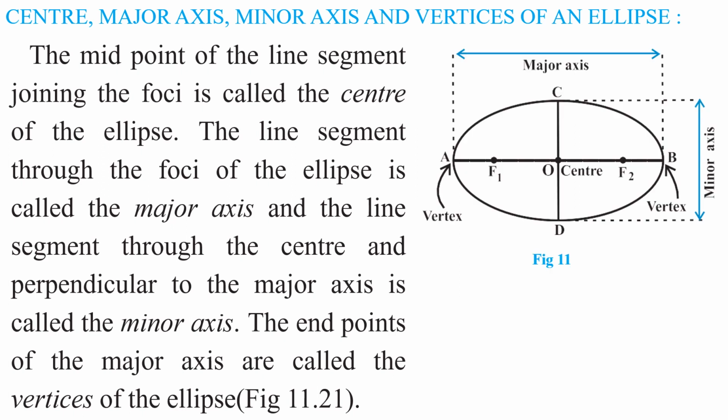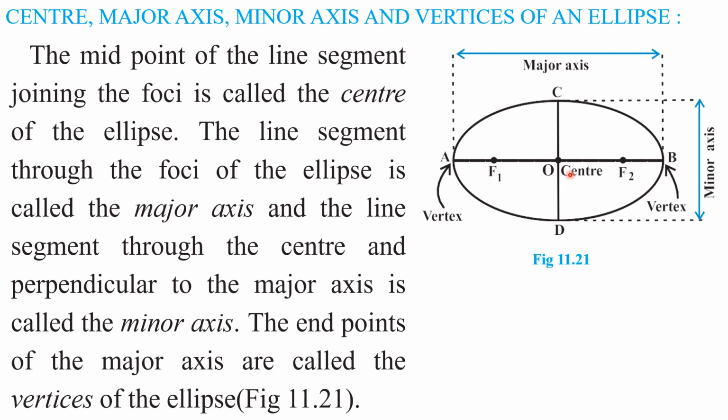Observe this figure 11.21, my children. This is an ellipse. These are fixed points. What are these fixed points called, my children? Foci. Yes, sir, my children. So the midpoint of these two fixed points is called the center of the ellipse.